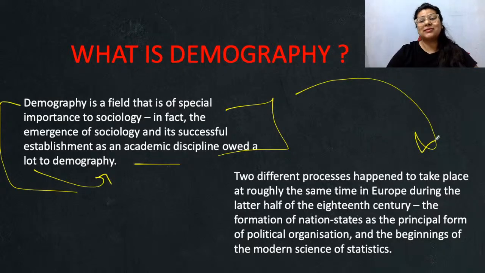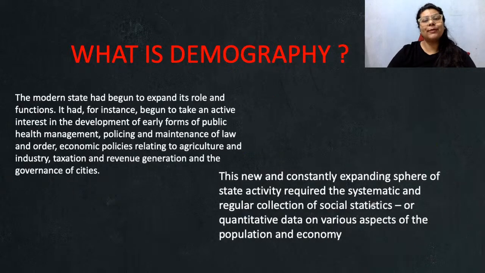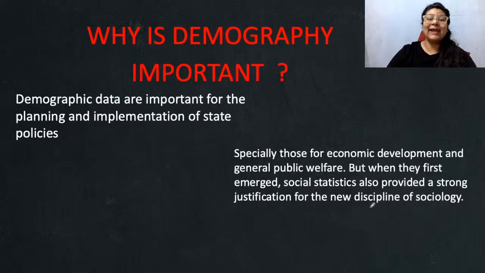Okay, two different processes which happened to take place at roughly the same time in Europe during that phase. Okay, during the later half of the 18th century. Now please remember, later half, early age, all these things are very important. So yeah, the formation of nation states as the principal form of political organization and the beginnings of modern science and statistics. Yes, so we will stop here today. And why demography is important, हम लोग next class से start करेंगे.